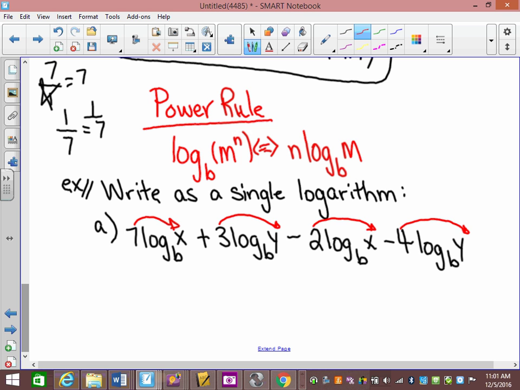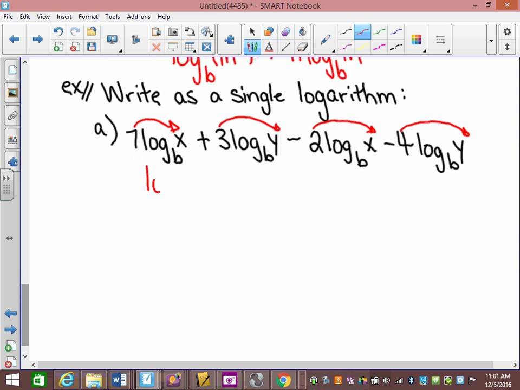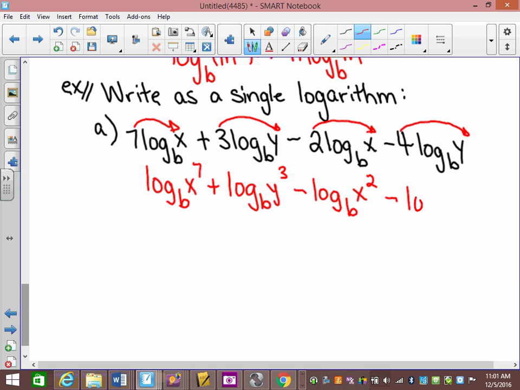And then you're left with plus or minus 1s because we're using the power rule. So we're going to have log base b x to the 7 plus log base b y to the 3 minus log base b x to the 2 minus log base b y to the 4. Do you see how I don't take up the negative 4? I don't take up negative 2. I just take up the number. I don't take the sign. Okay? That sign still stays minus. Just the 2 came up and just the 4 came up. Right? I didn't take the sign with me.